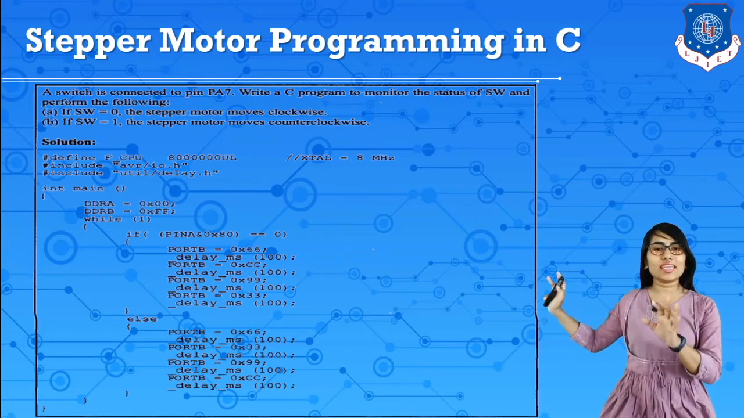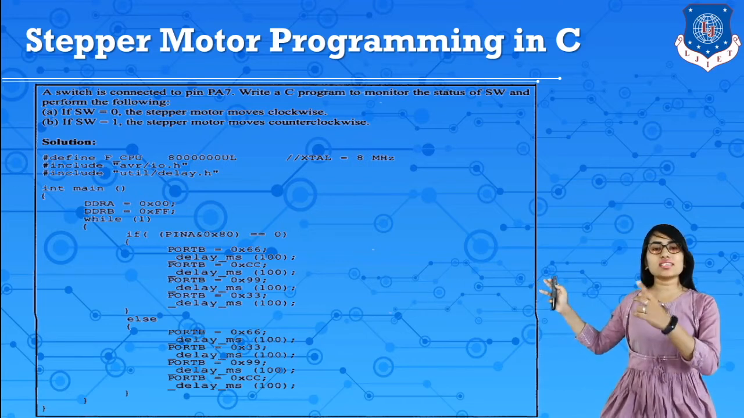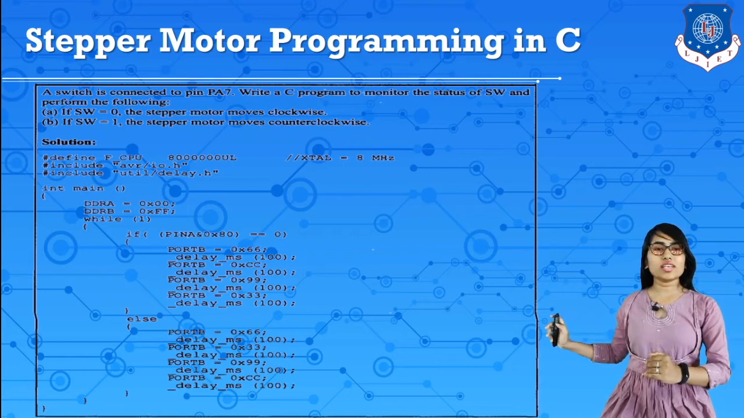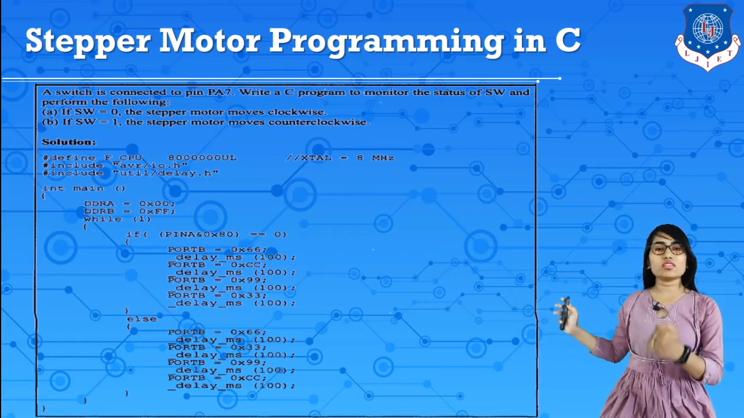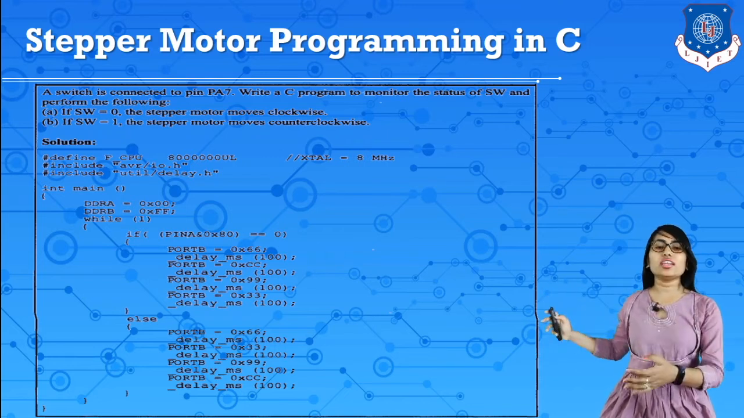So if pin A is equal to 0, then it will go in the clockwise direction, so 66, CC, 99, 33. Otherwise, if this PA0 is equal to 1, then it is counterclockwise, and for counterclockwise the phase values are 66, 33, 99 and CC.